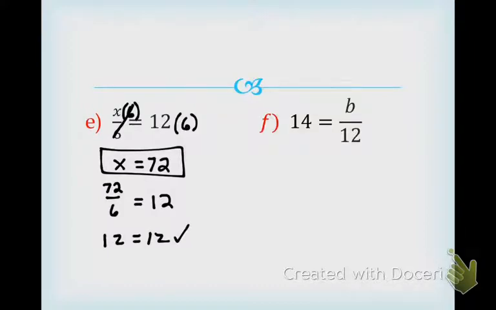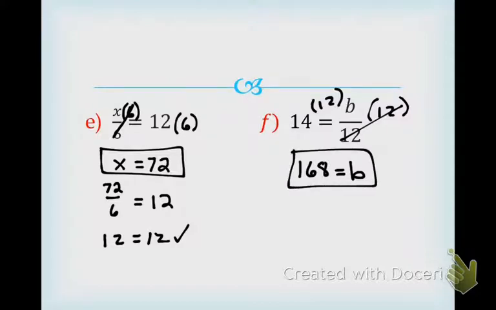Okay, the next one. I want b by itself. What is keeping b from being by itself? 12. What about the 12? Divide by 12. So what's the opposite of divide by 12? Multiply. Multiply by 12. If I do it to one side, I've got to do it to the other. So this over here cancels out. I'm left with b equals 168. Okay, then all you have to do is plug it back in. What is 168 divided by 12? 14, and 14 does equal 14. So that's correct. Good job, most of you figuring that out on your own. Nice work.